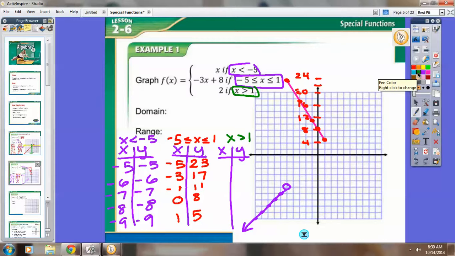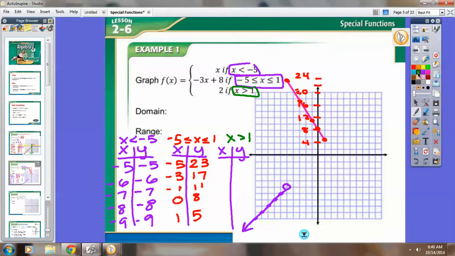Remember, these are all functions, correct? They have to pass the vertical line test. If it doesn't pass the vertical line test, then you did something wrong in your graphing. So we have to make sure that these pass the vertical line test. So far, we're good. Let's go to our third piece here.